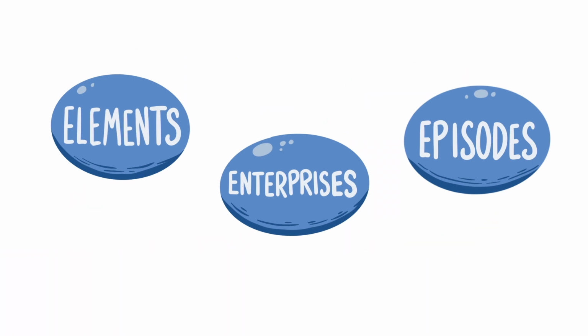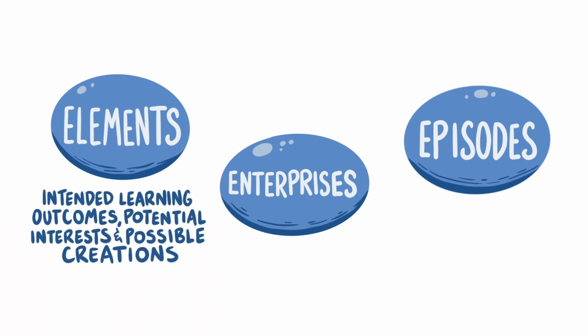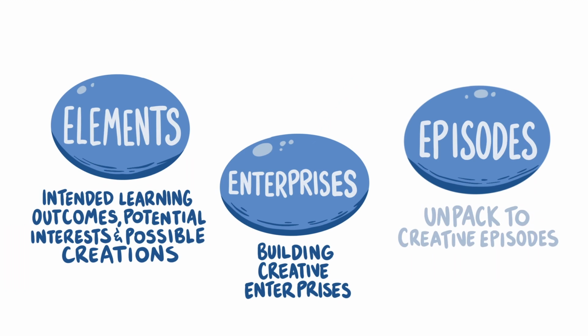The first stepping stone highlights the creative elements of being, doing, knowing by identifying learning outcomes and potential interests and developing possible creations. The second stepping stone is about building these creative elements into possible creative enterprises and choosing one. The third stepping stone is about unpacking the chosen creative enterprise into a series of creative episodes.